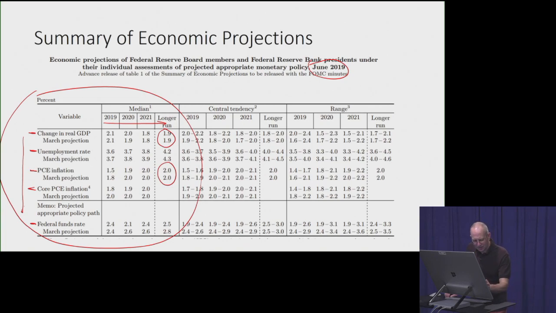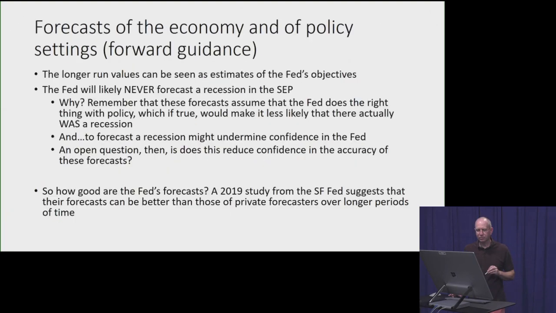And then finally here, again, these represent the median values of the path of the federal funds rate. And so in the long run, they think the federal funds rate, again, on the median, will be around 2.5%. And then the other columns here, they give the central tendencies, and then they give the ranges.